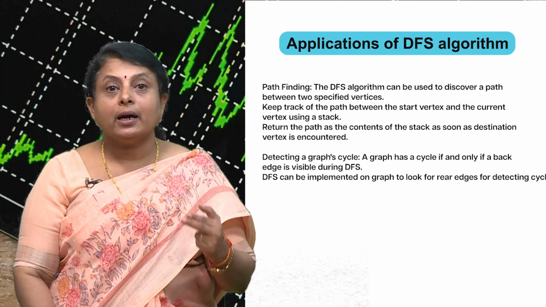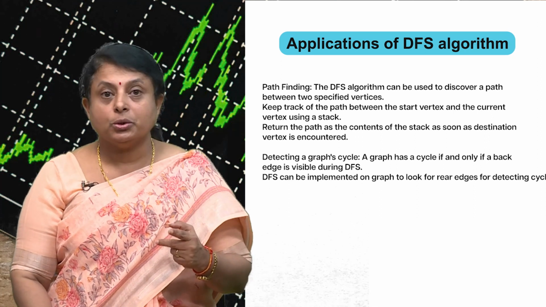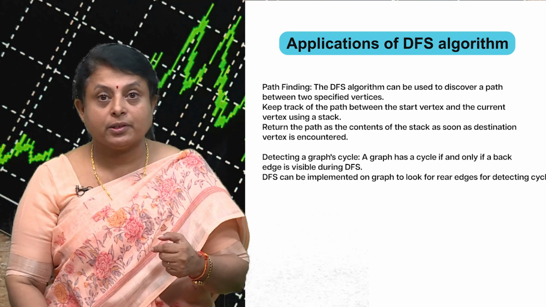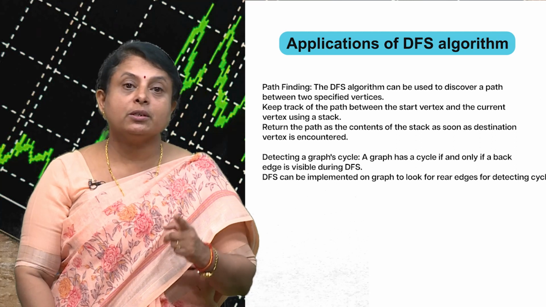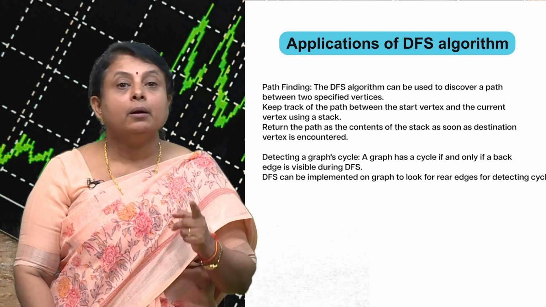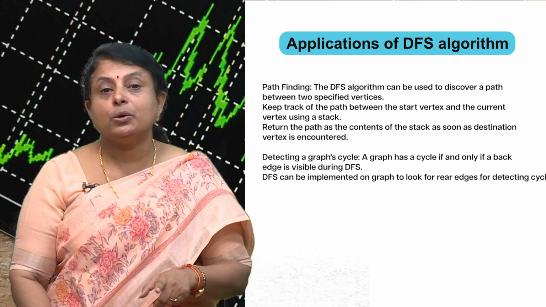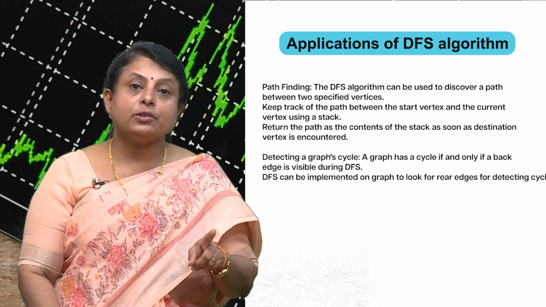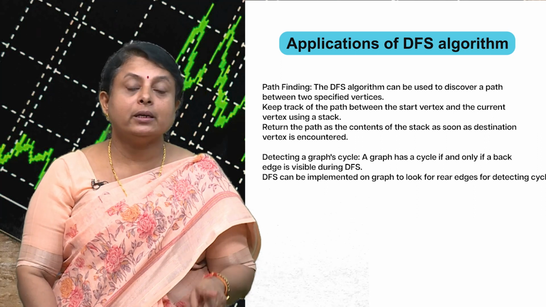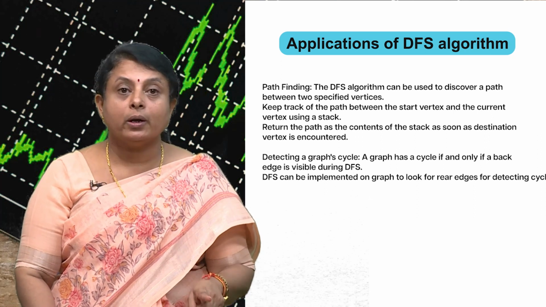Solving mazes and other puzzles with only one solution can be done using DFS. That is, DFS algorithm is also used for one solution puzzles. By including only those nodes of the current path in the visited set, DFS is used to locate all the keys to a maze or a puzzle.